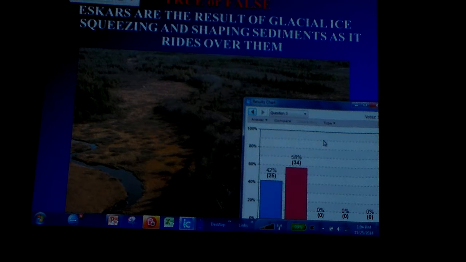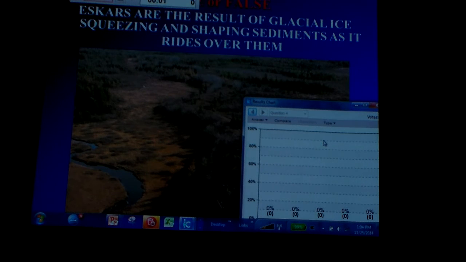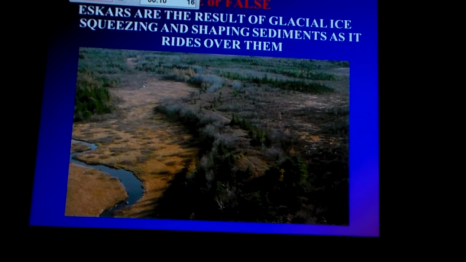Okay, now. The ice isn't reshaping these things. The ice isn't running over them and squishing them around. This is just simply filling in the tunnels underneath.